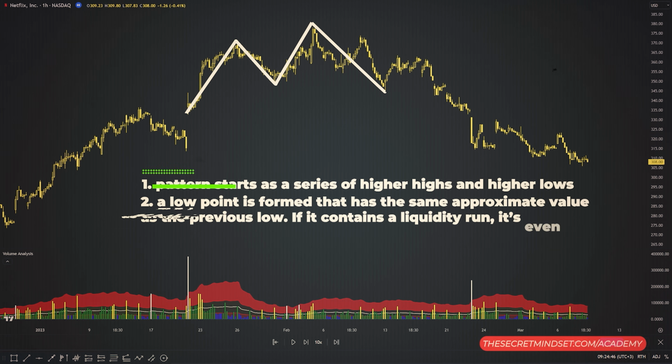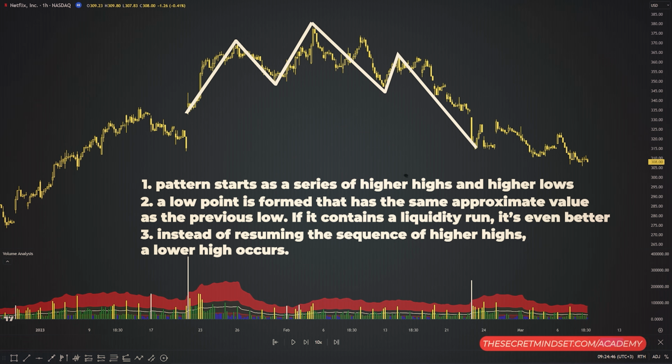That sequence is altered when a low point is formed that has the same approximate values as the previous low. If it contains a liquidity run, it's even better. The price rallies from this low point, but instead of resuming the sequence of higher highs, a lower high occurs. Then the price slides back to the previous low for a third time.